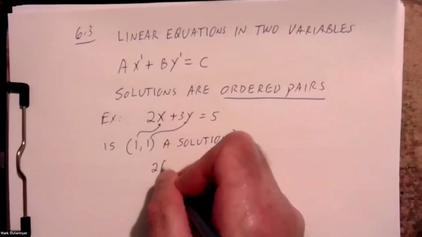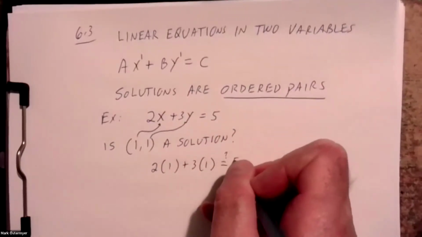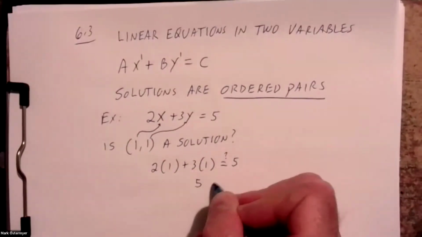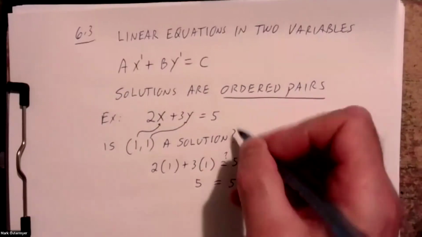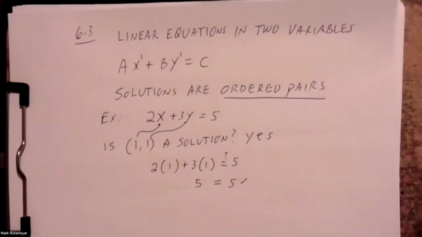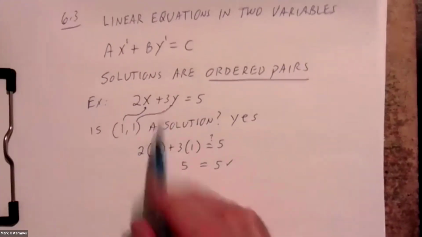So is 2 times 1 plus 3 times 1 equal to 5? Is that true or false? Well, this does give you 5 on the left side, and 5 does equal 5. So the answer is yes. 1, 1 is an ordered pair solution to that linear equation. It satisfies the equation.